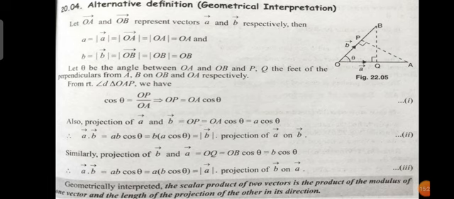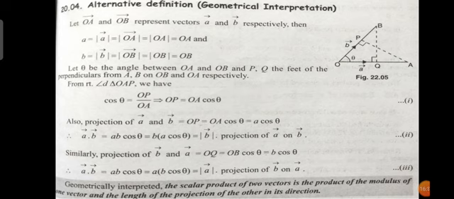We can geometrically represent the scalar product of two vectors as the product of the modulus of one vector and the length of the projection of another in its direction. That is to be remembered. OA and OB are vectors A and B, and the angle between them is theta. P and Q are the feet of the perpendiculars from A and B on OB and OA, and we take the triangles.